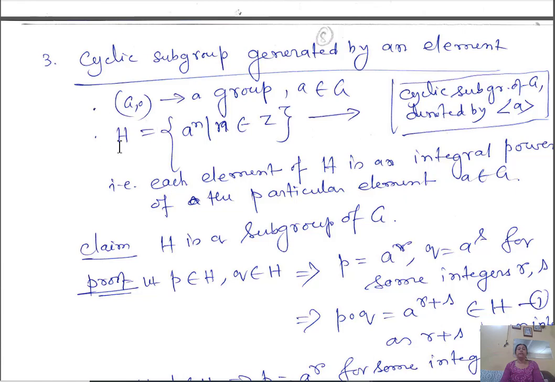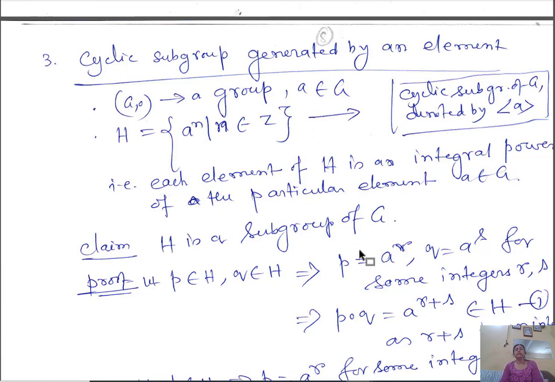All elements in H are some powers of A. This is the notation of this set. Capital H is written as opening angle bracket A closing angle bracket. So essentially each element in this set is an integral power of this particular element A in G. Now our claim is this is a subgroup of G.